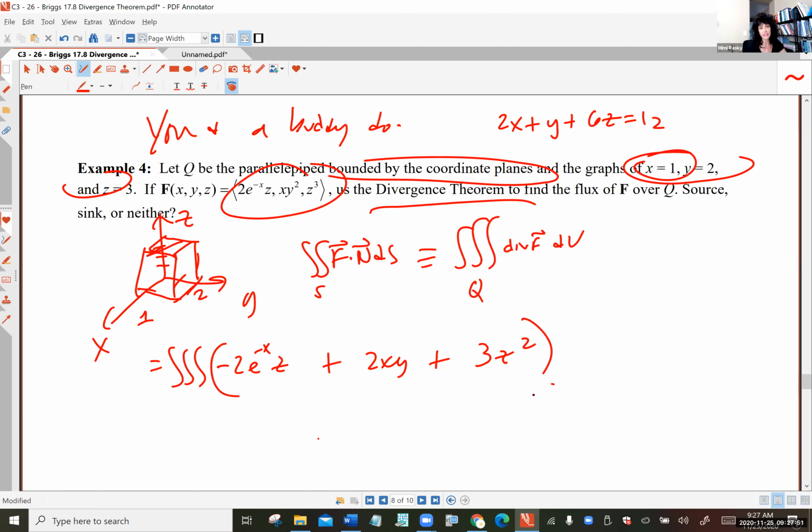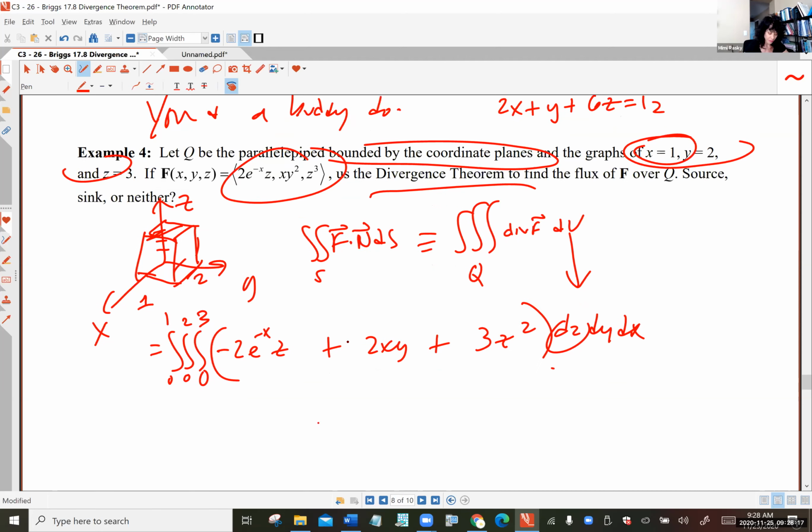Ooh, my goodness, that's a lot. That's your divergence. And then what? My volume element, I'm going to do dz dy dx, just because that's my personal favorite. Since we have a rectangular box, all the limits are constant. z goes from 0 up to 3, y goes from 0 to 2, and x goes from 0 to 1. So this is pretty easy.